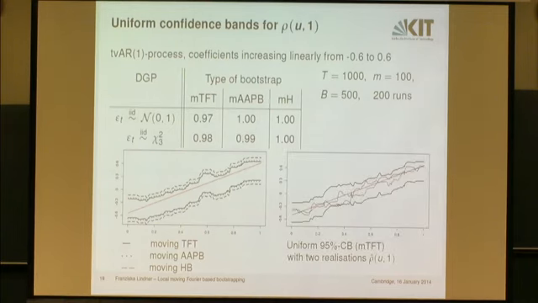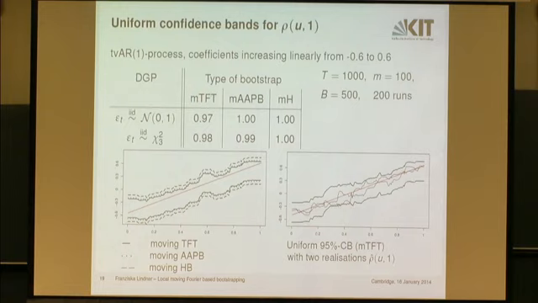Another picture we have, again, the solid is the moving TFT bootstrap. That's our confidence band. The red one is the theoretical autocorrelation. And you can see two realizations or two estimates of the autocorrelation function. That's wiggly in here.